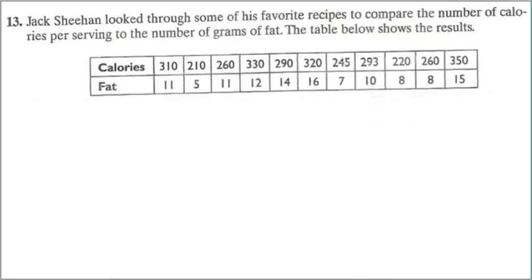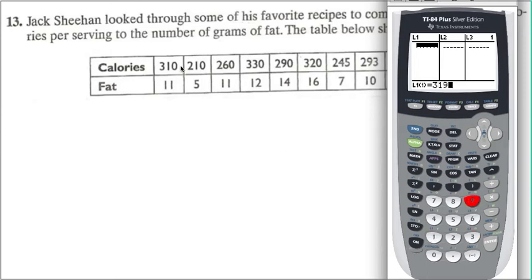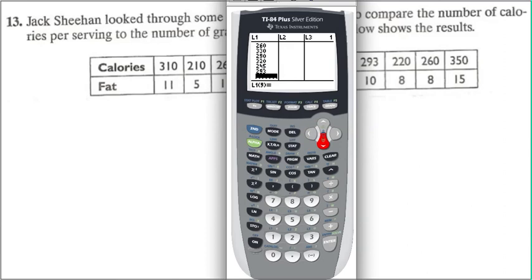We have to do the same thing here. So what I'm going to do is go back to the stat and erase all the values first. Then we're going to plug in these values: 310, 210, 260, 330, 290, 320, 245, 293, 220, 260, 350. It seems like we have 11 values here.